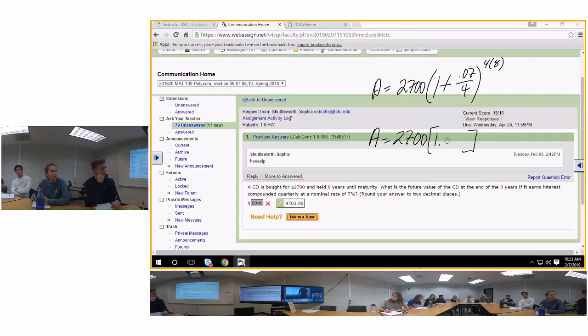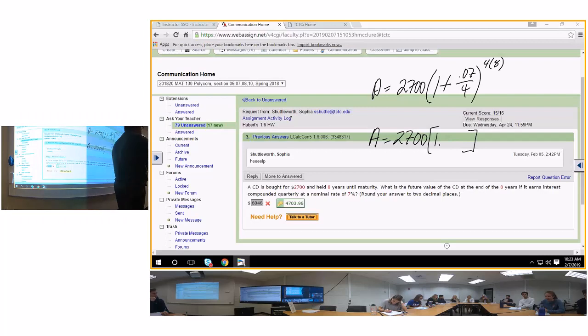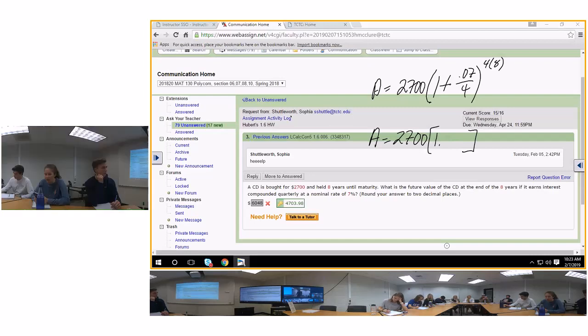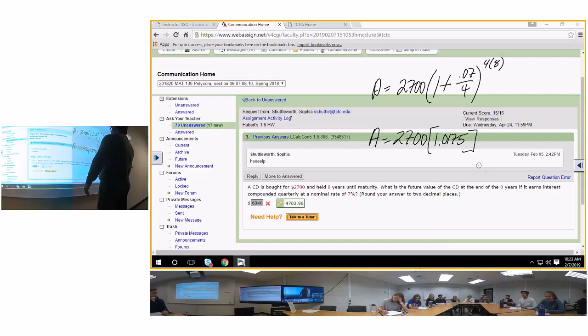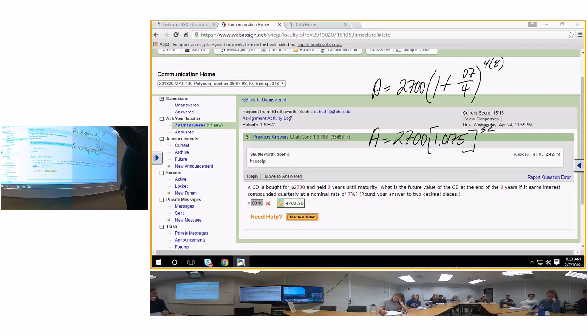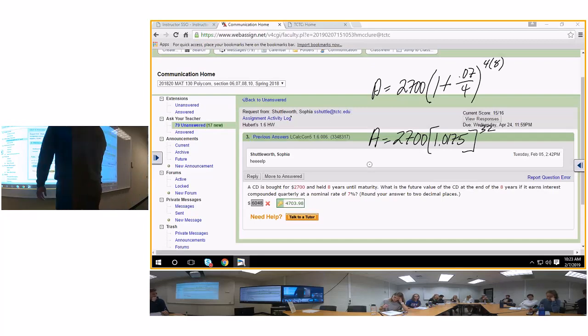Oh my God, don't tell me y'all can't do that. Y'all supposed to be out of high school. 0.07 divided by 4. That's 0.0175. Does it stop at 5 or does it keep going? Stops at 5 on my calculator. Okay, and to the 32nd power. Now, leave that in your calculator. Raise it to the 32nd power and multiply that by 2,700.